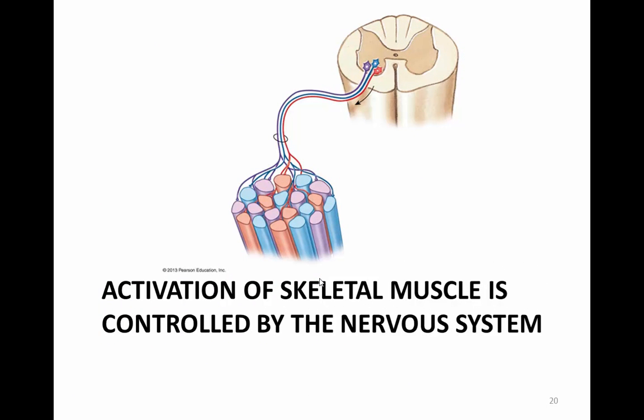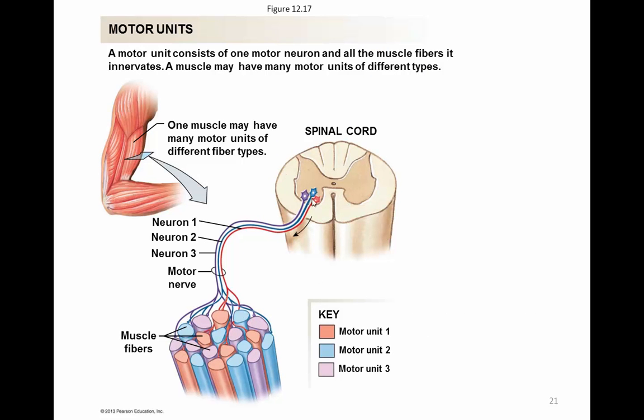Let's look at the activation of the skeletal system by the nervous system. Motor neurons in the spinal cord project axons out to the skeletal muscles. And as they approach the muscles, the axons divide and then innervate a collection of muscle cells. A motor unit is defined as a motor neuron and all of those muscle fibers that it innervates. A single muscle cell will only be innervated by one motor neuron.